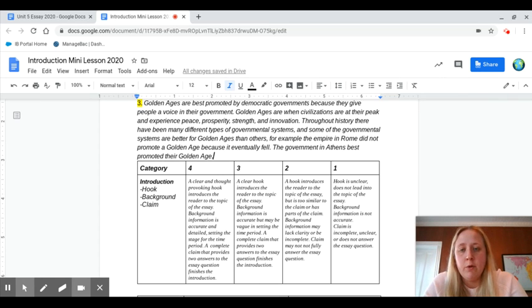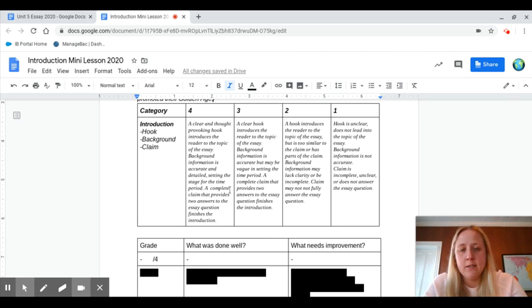So looking at the third one: golden ages are best promoted by democratic governments because they give people a voice in their government. Golden ages are when civilizations are at their peak and experience peace, prosperity, strength, and innovation. Throughout history, there have been many different types of governmental systems, and some of the governmental systems are better for golden ages than others. For example, the empire in Rome did not promote a golden age because it eventually fell. The government in Athens best promoted their golden age.